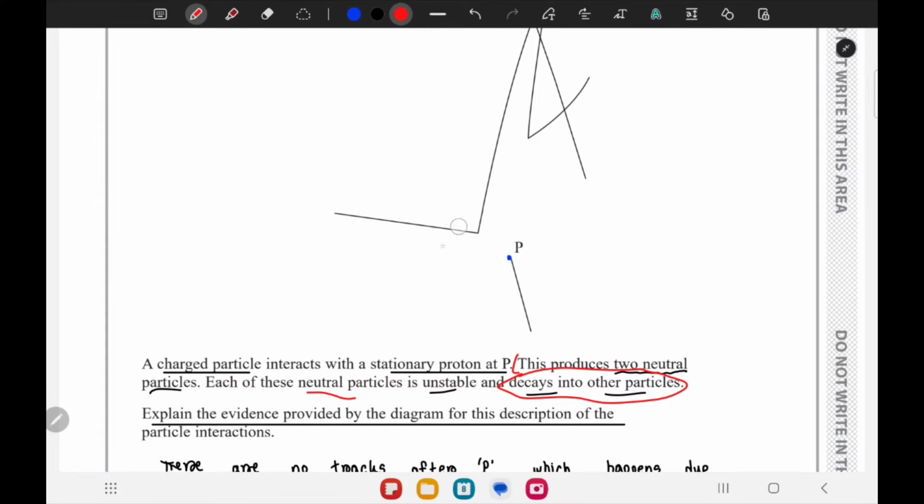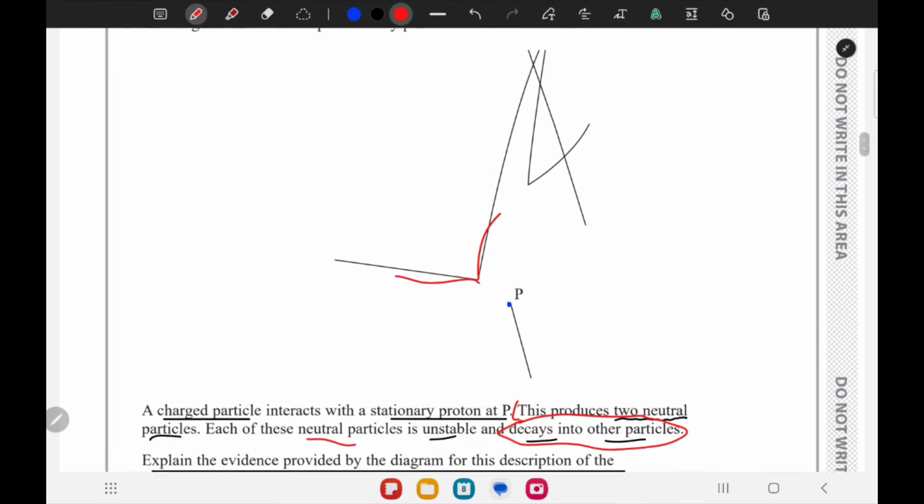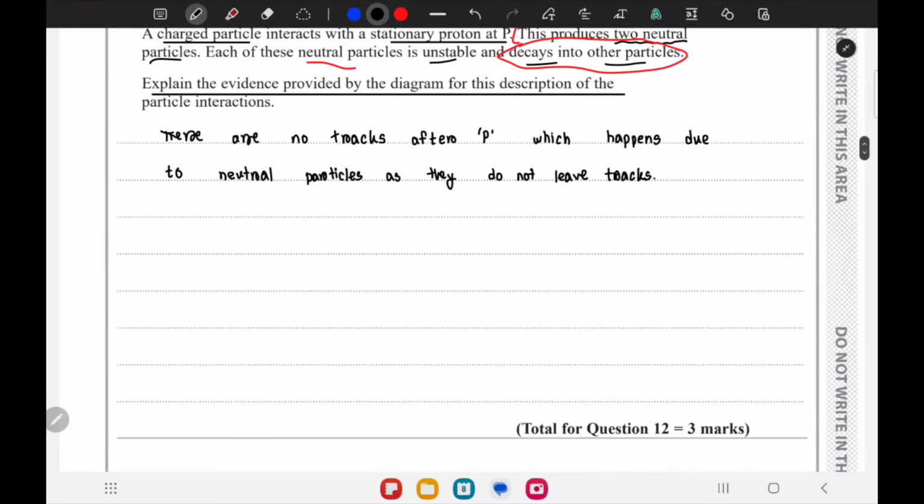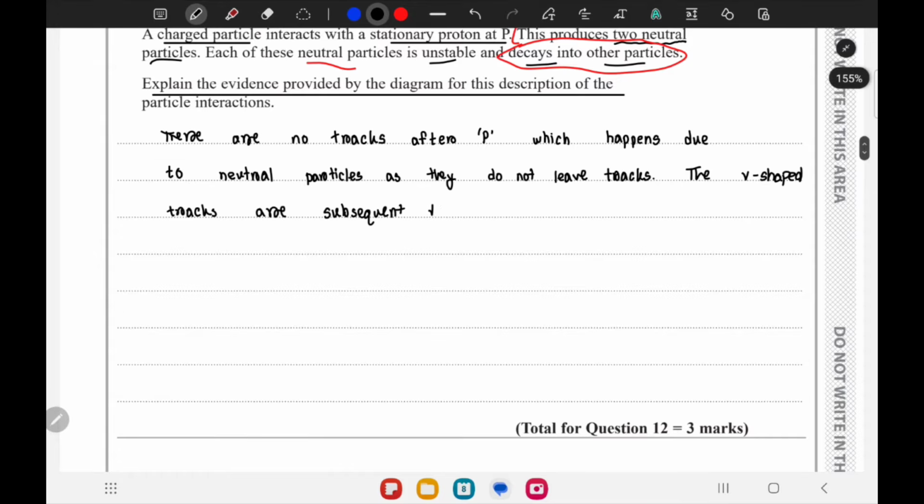This is the decay, where a positive and a negative particle, two opposite charged particles are produced, same as here. So the V-shaped tracks are subsequent decays.